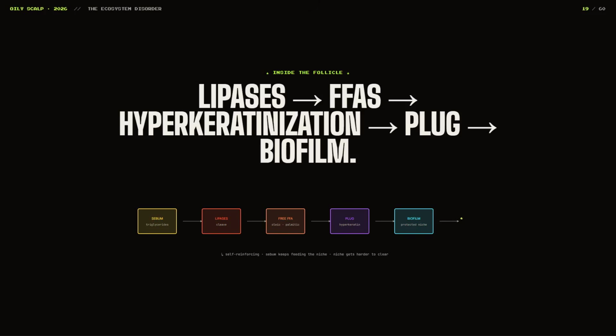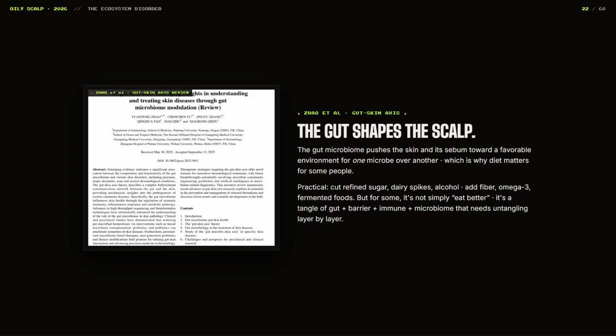This imbalance of the communities of microorganisms, bacteria, fungi, viruses, on your body or even in your body is called dysbiosis. And while we're at it, this is where something like the gut-skin axis becomes relevant. According to Zhao et al. in their 2025 paper titled, quote, "The gut-skin axis, emerging insights in understanding and treating skin diseases through gut microbiome modulation," unquote, the gut microbiome can influence skin health through systemic immunity, inflammatory responses, and metabolic pathways.